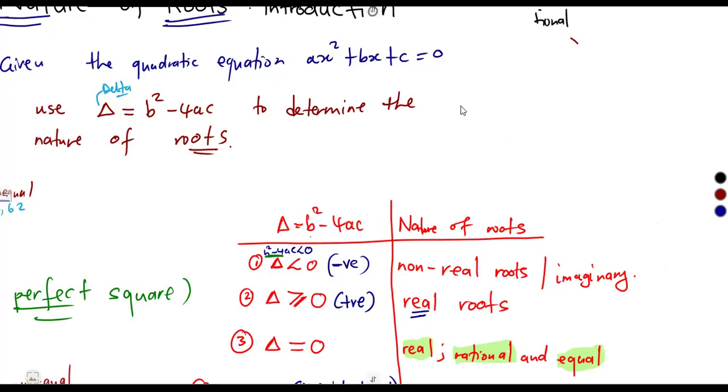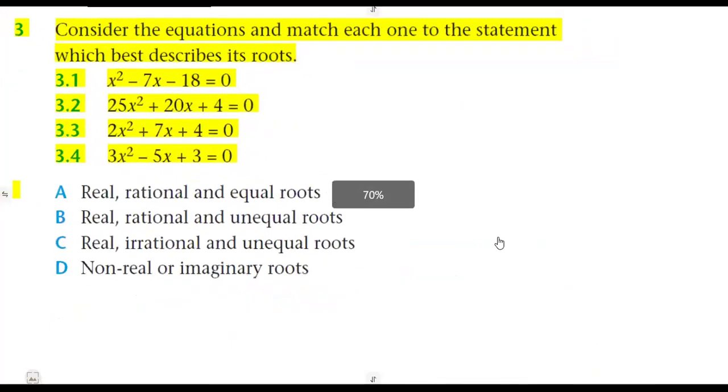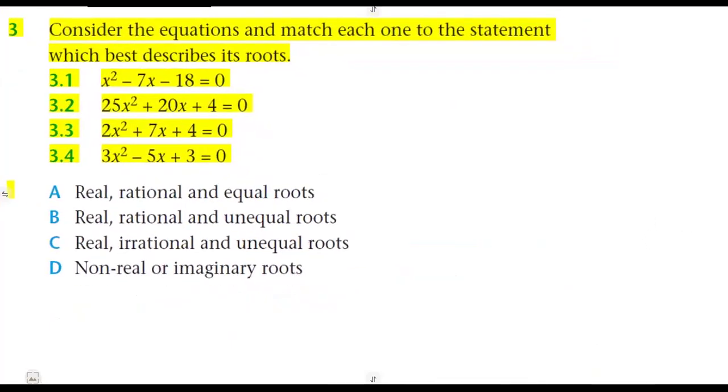In our questions, we're not going to waste much time giving a basic view of this part. Then we're going to look into question papers thereafter. We are given: consider the equations and match one to the statement which best describes its roots. In actual sense, they are supposed to tell you, do not solve. You just look into the equation, then you tell. So let's start with the first one.